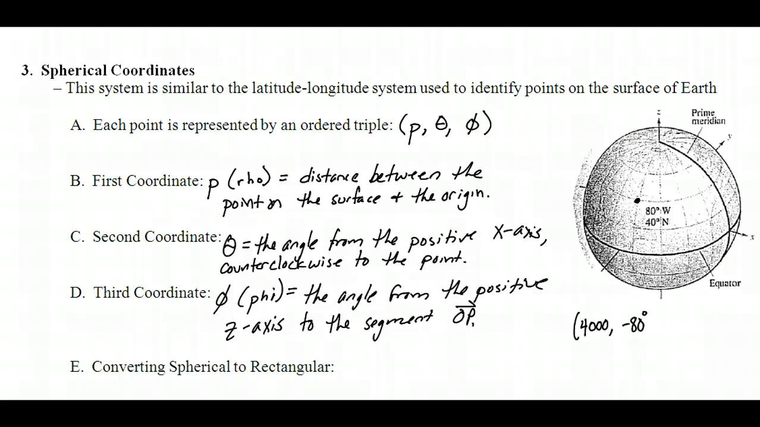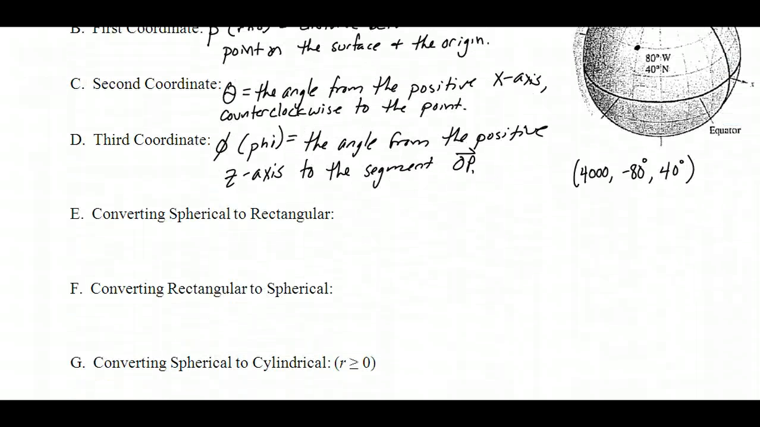And then phi, our last one, is our angle from the positive z-axis to our segment. In this situation, if we go from the positive z-axis to our segment, that would just give us 40 degrees. So that's where our spherical coordinates are going to be used. To convert spherical to rectangular, we know that we have rho, theta, and phi, and we want rectangular, meaning we want x, y, and z.